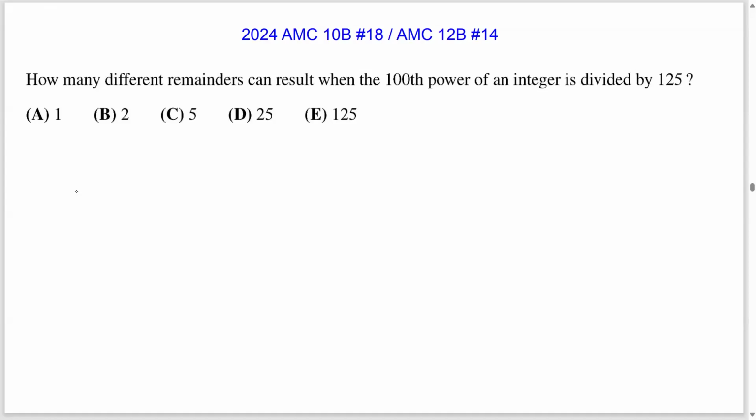How many different remainders can result when the 100th power of an integer is divided by 125? So for this problem, we're going to want to use Euler's totient theorem. This is a theorem that sometimes comes up in number theory.